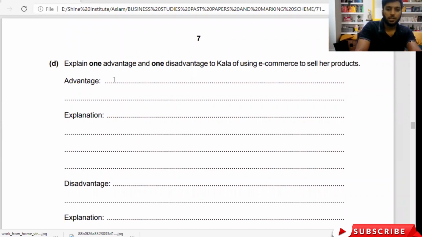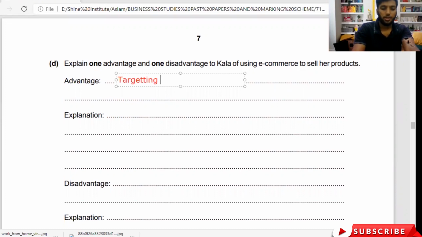You can say, I'm going to write here an easy one, targeting. Now she is selling women's clothes, sportswear, women's clothes. So I will say targeting women. This might be the advantage. What might be the explanation?